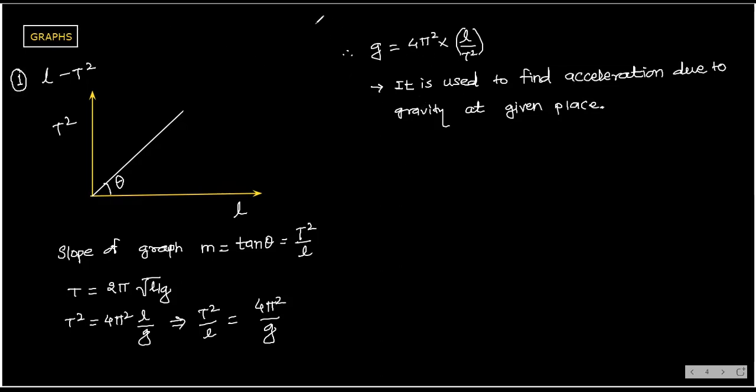Next graph, that is the second one, L versus T graph. If we plot this graph, the nature of this graph is like this. Okay. This is the L versus T graph. Clear? Understand? And one more, that is the third one.